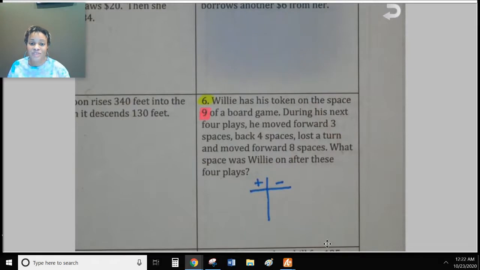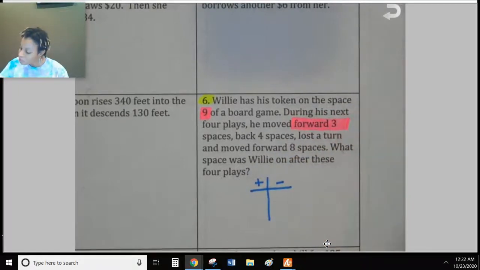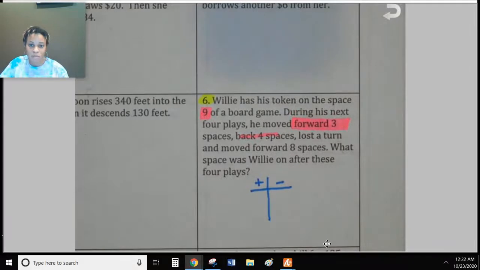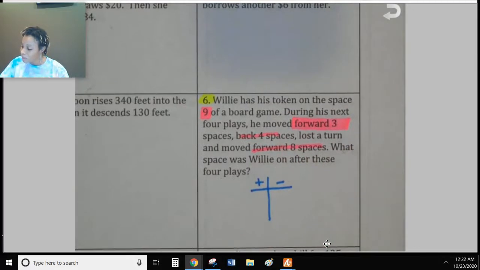During his next 4 plays, he moved forward 3 spaces, he moved back 4 spaces, and he lost a turn. And then he moved forward 8 spaces. What space was Willie on after these 4 plays?